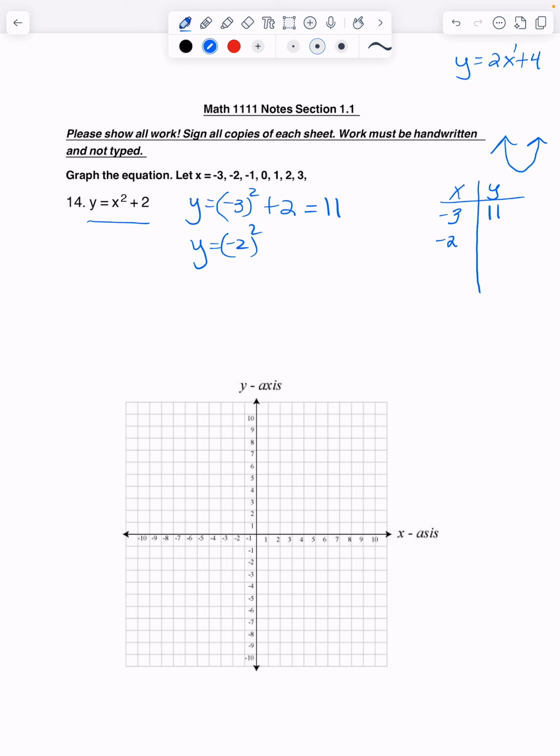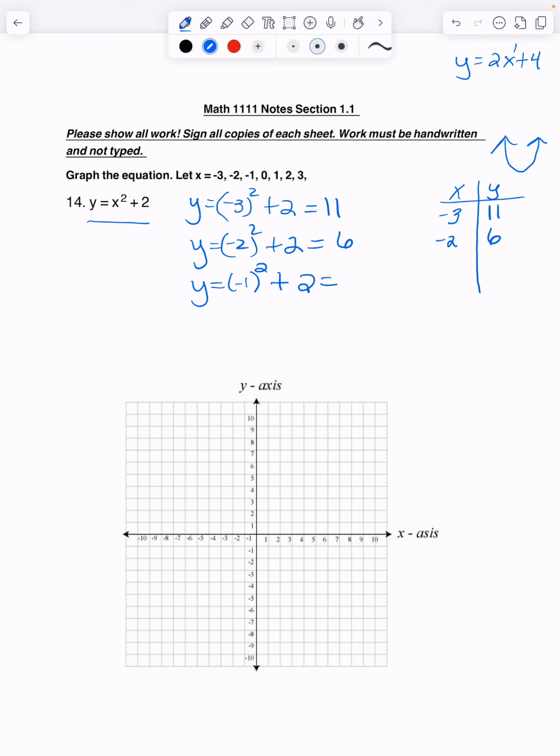-2 squared plus 2. -2 squared is 4. 4 plus 2 is 6. And we would continue on. And when I ask you to graph, you can actually pick these same values, -3, -2, -1, 0, 1, 2, 3, even if I don't give you what values that x should be.